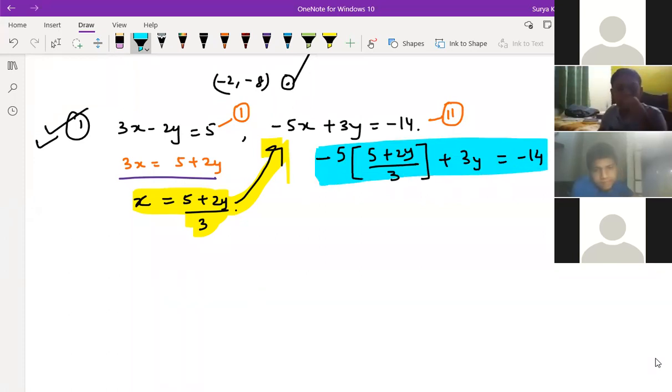Sir, I thought both the equations are separate. We have to find x and y and plot them on the graph. Is it not like that, sir? This is not the graphical method. This one we are doing by the substitution method now.